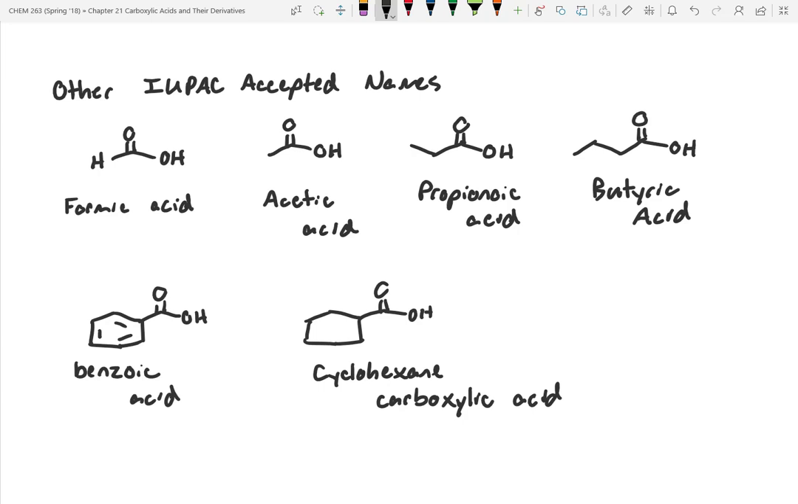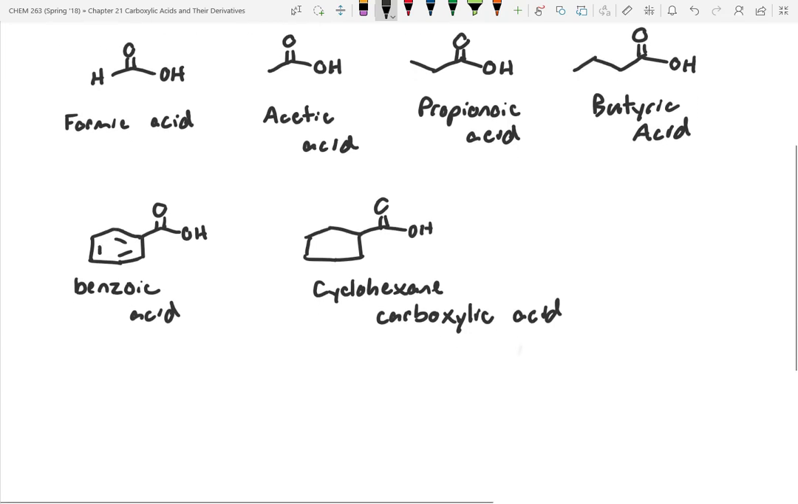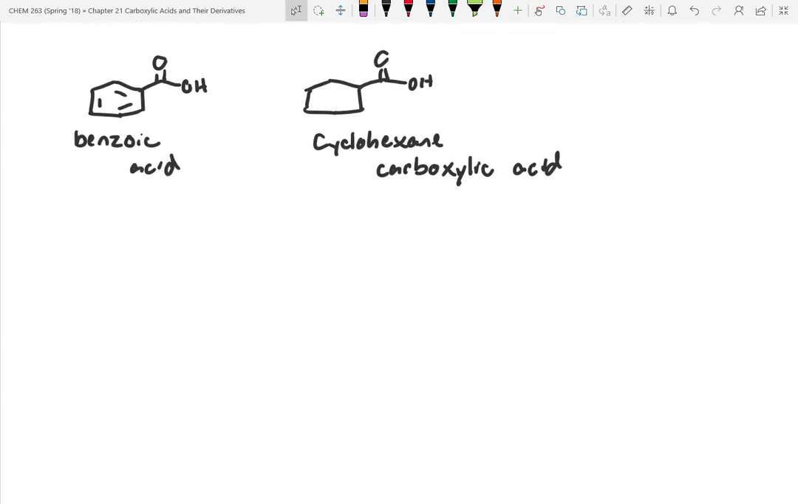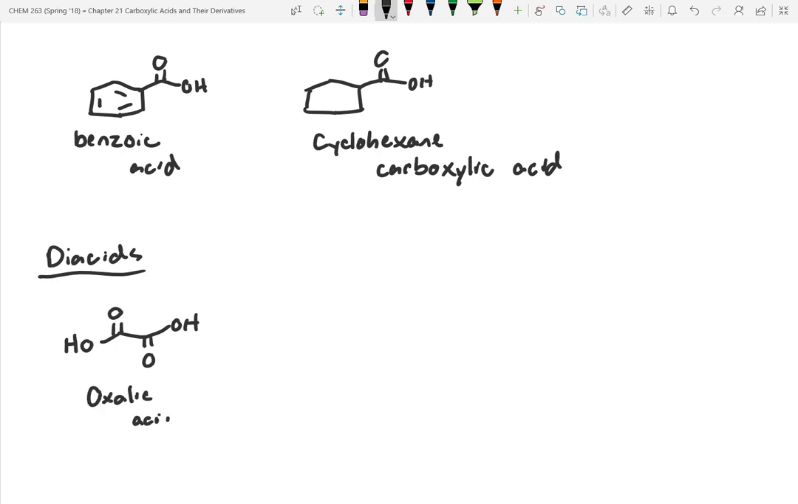All right, so those are the common acids that don't follow the traditional IUPAC naming system. In addition, we also have diacids, so where you have two carboxylic acid functional groups, and those are more common in biology. So I did want to present those for those of you going on to biochemistry. And the first one is the simplest diacid, where you have two carboxylic acids. And this is called oxalic acid. Next one is with one extra carbon in between. This is called malonic acid.